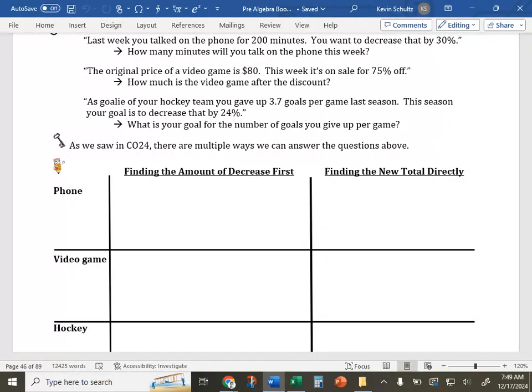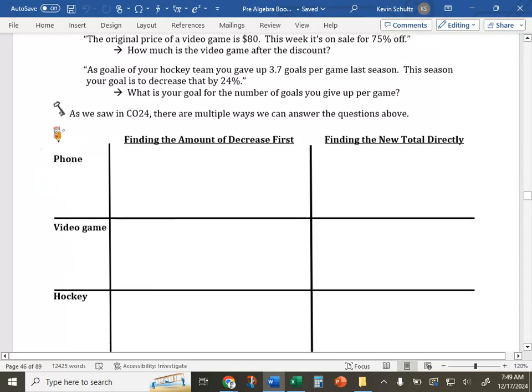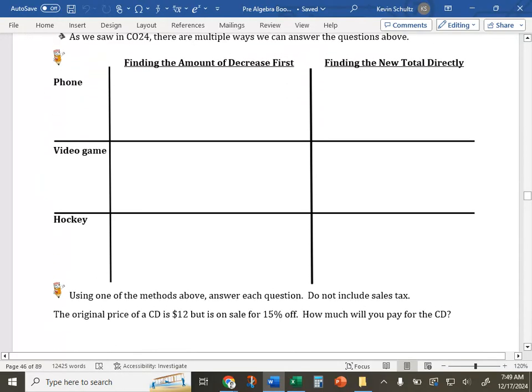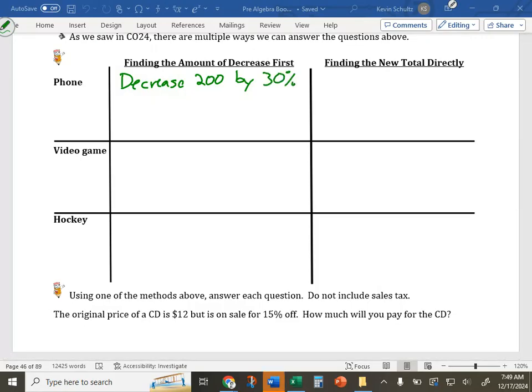So, as we saw in CO24, there are a couple different ways that we can solve these. Like I said, the first one involves a proportion, and the second one gets you that new total directly. Okay? I already forgot what the first situation was. 200 minutes decreased by 30%. So, we want to decrease 200 by 30%. Okay? And just like we did in CO24, what proportion can we set up for this?